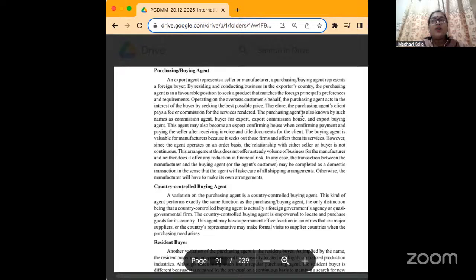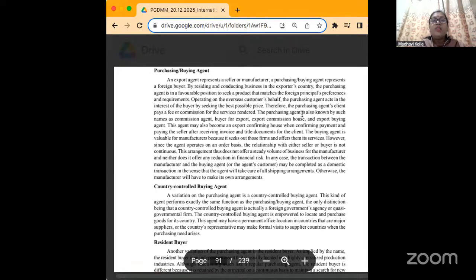Then the next format that we consider is that of a purchasing or buying agent. So here, we were talking so far about a selling agent. Now we are talking about a buying agent. So an export agent represents a seller or manufacturer, whereas a purchasing or buying agent represents a foreign buyer.